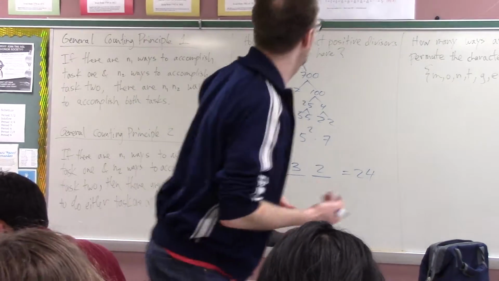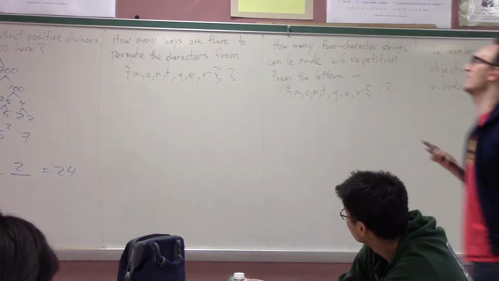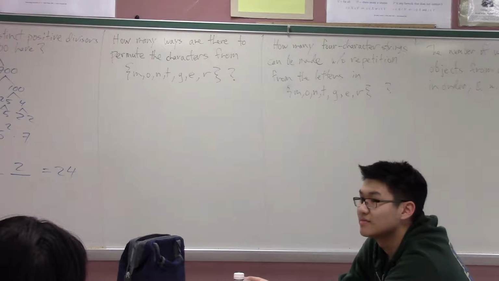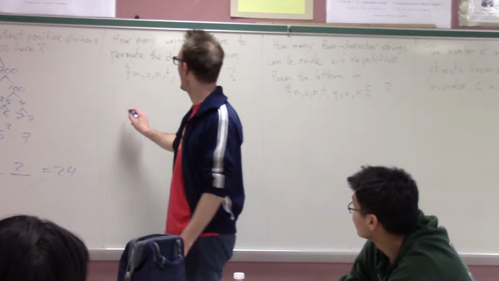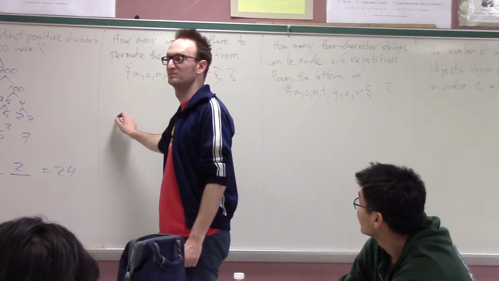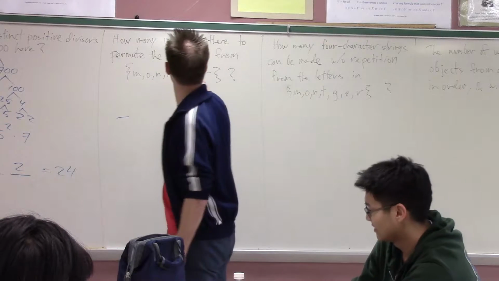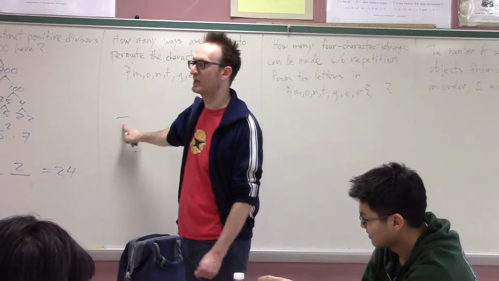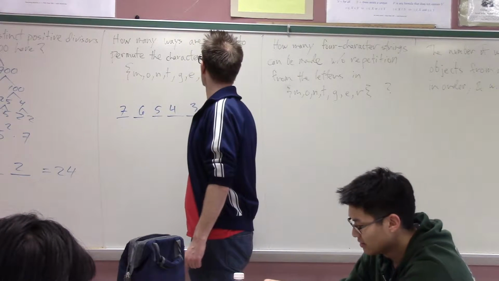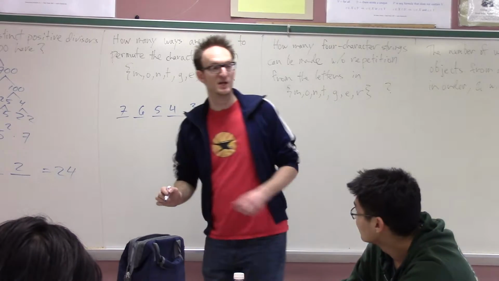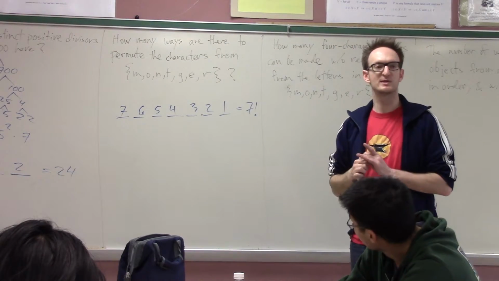Okay, good. Next. How many ways are there to permute the characters from MONTGER? So we're just putting all the characters in some kind of order. Well, what character goes first? How many choices do I have for which character to go first? I have 7 characters, so 7, times 6, times 5, times 4, times 3, times 2, and that's it. So the answer is there are 7 factorial ways to permute the characters.